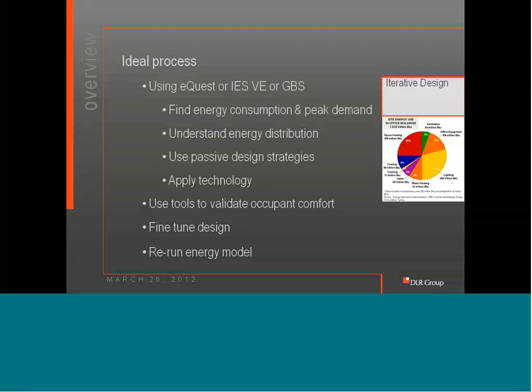So when it comes to lighting, we want to start with daylighting as a passive strategy. And then we'll use our tools to validate occupant comfort. We're going to talk about how to validate visual comfort today. So the ideal process would be to fine-tune our design and redo this as an iterative design.